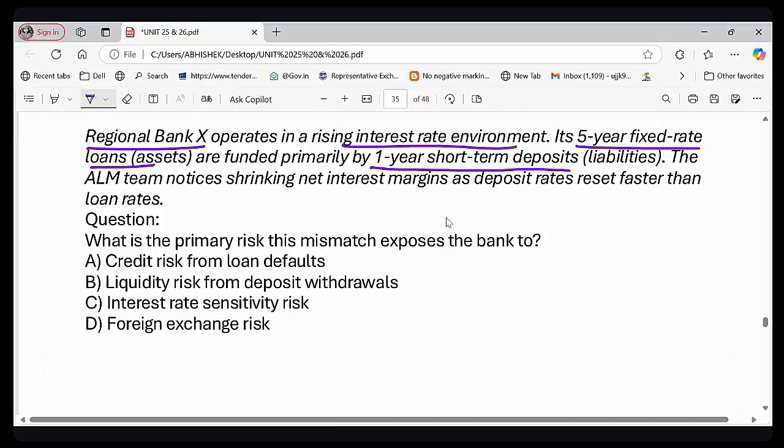What is the primary risk that this mismatch is exposed to? Credit risk, liquidity risk, interest rate risk, or foreign exchange risk? What do you think? I think we have already discussed this question. I'm just checking whether your concept is clear or not, right? What kind of risk is the bank exposed to in this particular case?